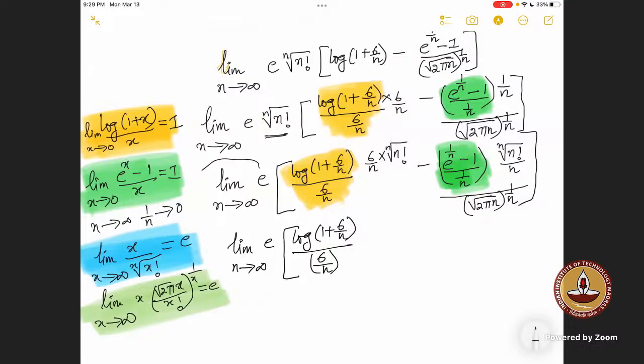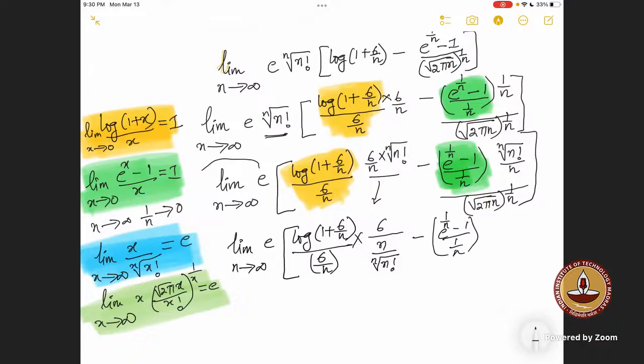Now, this part I can write like this. This part I'm writing like this: 6 by n by nth root of n factorial, right? Is that clear? It is same as above, right? Minus e power 1 by n minus 1 by 1 by n.